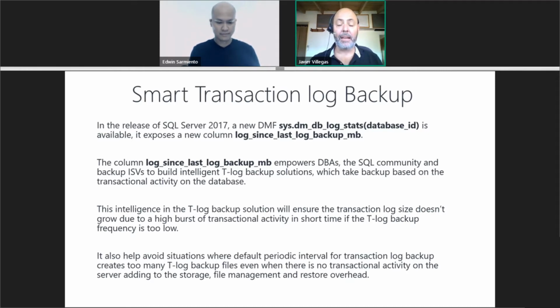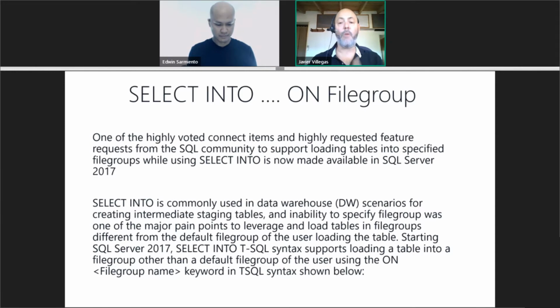Okay, another highly voted feature: SELECT INTO on a filegroup. What is that? We all know that when writing T-SQL, maybe we have to create some intermediate tables. Before, we were able to just do SELECT INTO a destination table, and by default it goes to the default filegroup. We see this kind of thing very often in warehouses. But now, what is this feature about? Now we have the possibility to redirect the output of the SELECT INTO to a particular filegroup.